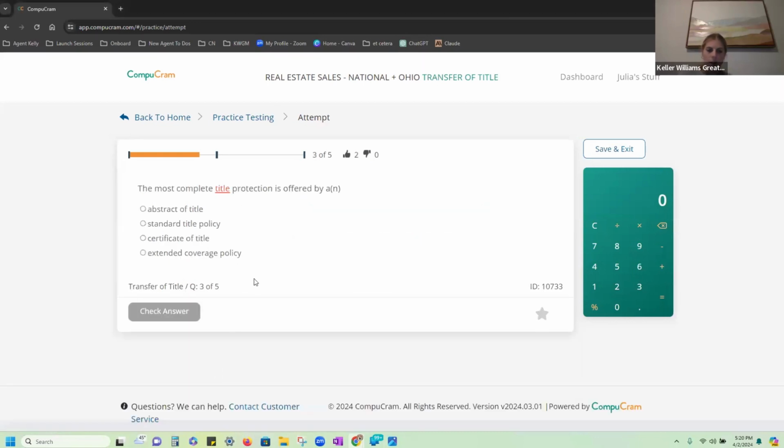The most complete title protection is offered by A, abstract of title, B, standard title policy, C, certificate of title, or D, extended coverage policy. So the most complete title protection is offered by A.